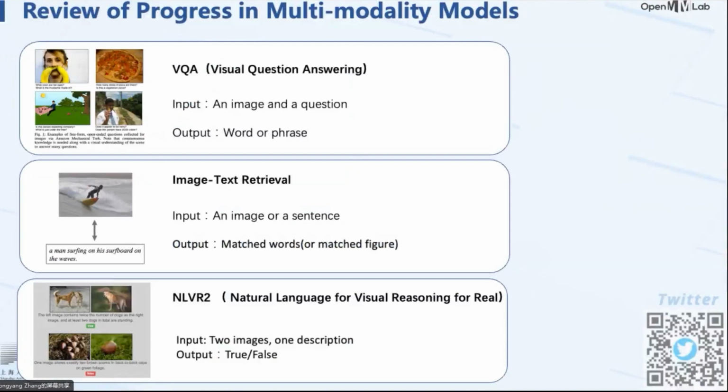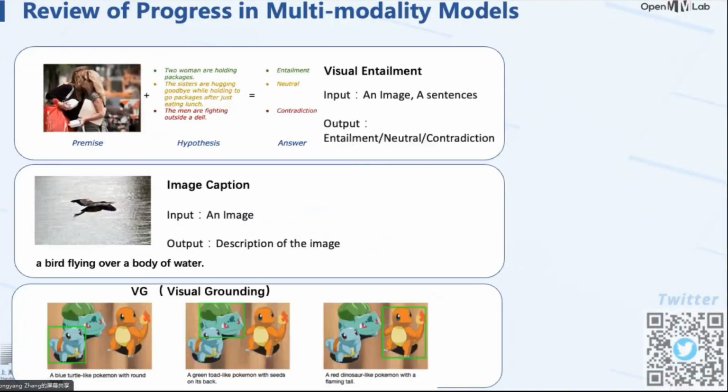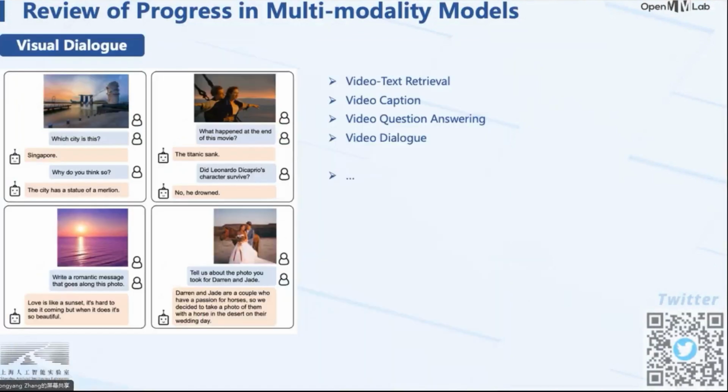There are some traditional multimodality tasks like visual question answering, image-text retrieval, and natural language for visual reasoning. Some other multimodality tasks like visual instruction, image captioning, and visual grounding are also important. Recently, we are familiar with visual dialogue, like the multimodality function GPT-4 just released, which supports image upload and audio upload.